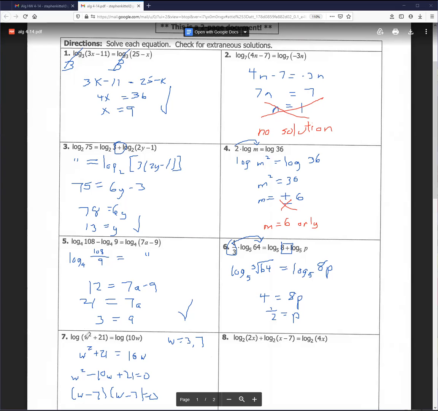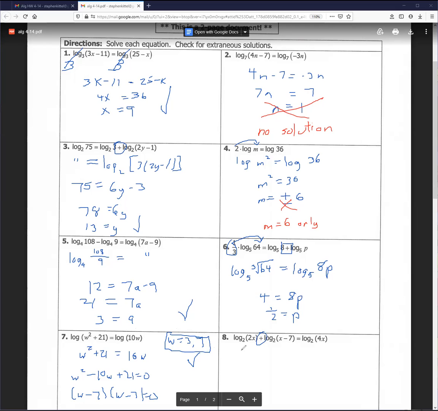Can it? If we put a 3 here, we get a positive number and a positive number. If we plug in a 7, we get a positive and a positive. So yep, they're both good. Both these answers are valid. We have two solutions.